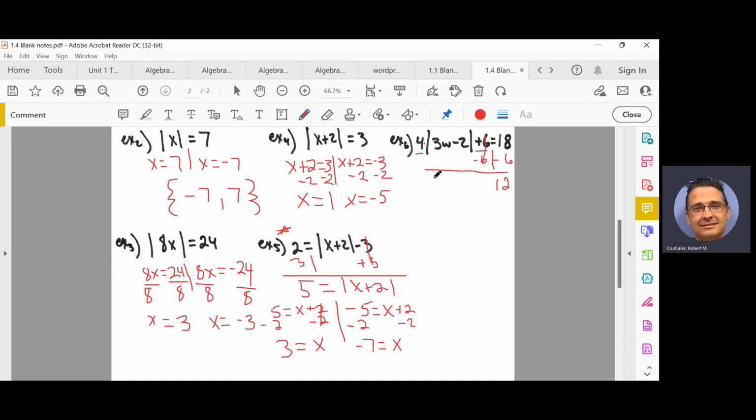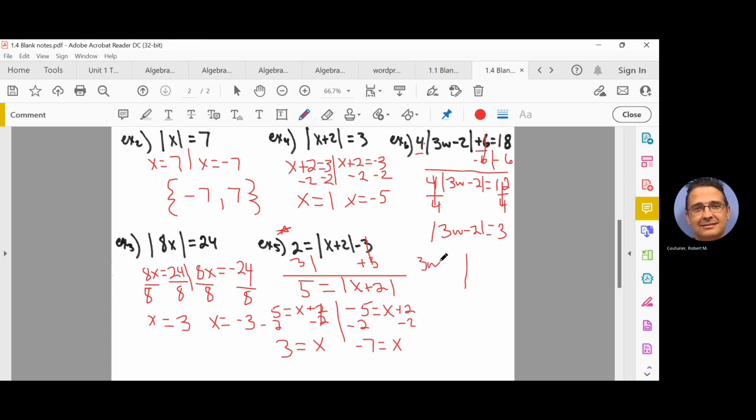All right, then what do we do next? Bring down everything else we didn't use. Be careful too. Look, they changed our variable. Now we divide by 4. Okay, this goes away. This becomes a 3. And we're left with the absolute value of 3w minus 2. All right, split it and solve. 3w minus 2, oops, we ran out of room, equals 3.